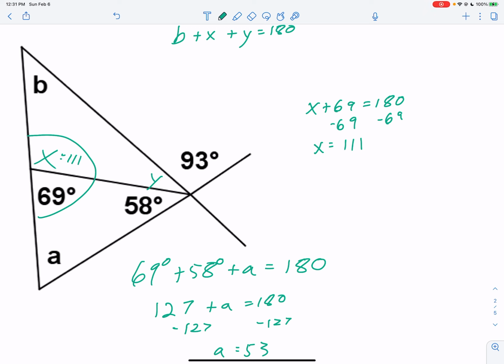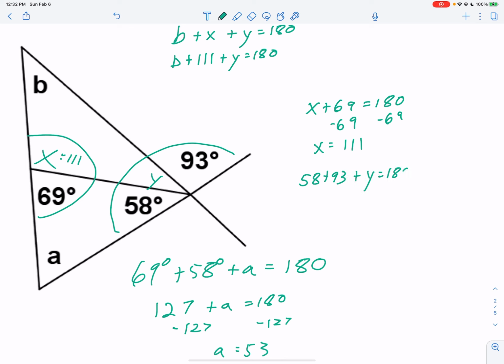So we know one of our angles. So far we have B plus 111 plus Y equals 180. We still need to figure out what Y is, though. Do I have any other consecutive angles on a straight line? Oh, wait. We got all the angles here. We got 3 of them. So I wouldn't call it a linear pair, even though technically they use that term a lot. All right, well, 58 plus 93 plus Y equals 180, because straight line angles.